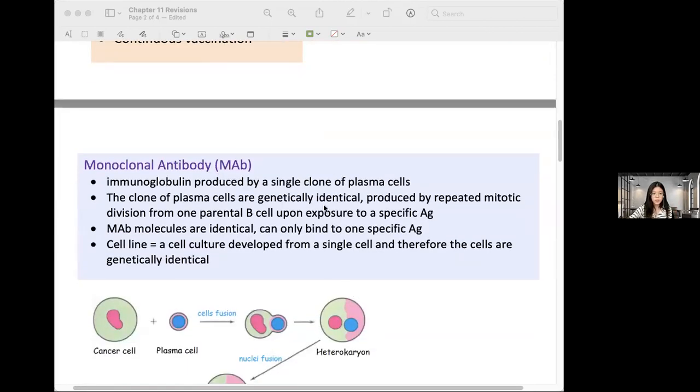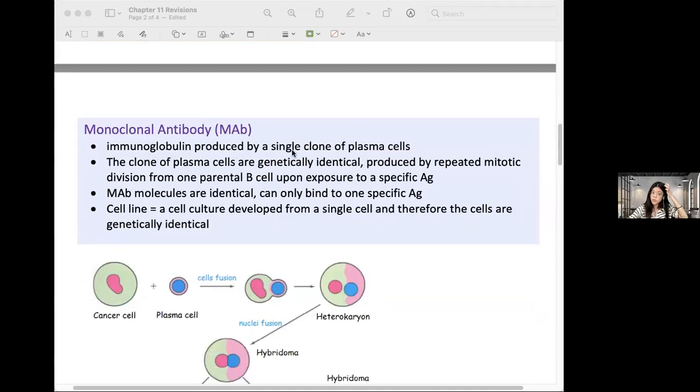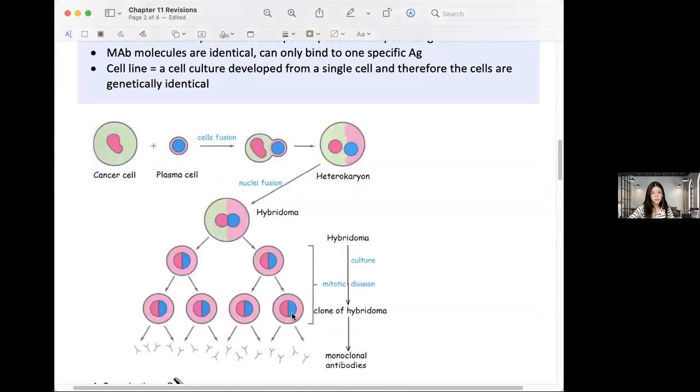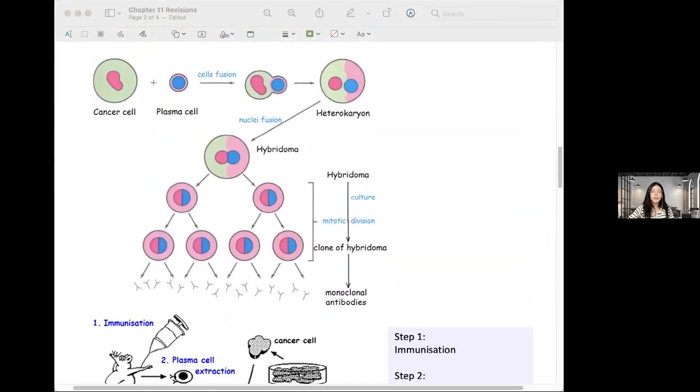For monoclonal antibody, it is an immunoglobulin produced by a single clone of plasma cells. The clone of plasma cells are genetically identical, produced by repeated mitotic division from one parental B cell upon exposure to a specific antigen. Monoclonal antibody molecules are identical, so they can only bind to one specific antigen. A cell line is a cell structure developed from a single cell, and therefore the cells are genetically identical. So, monoclonal antibody is produced by the hybridoma method in the lab.